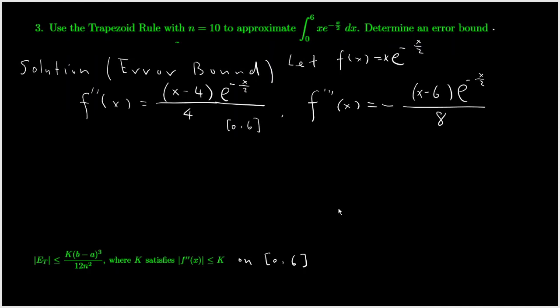For the second part of the question, we are going to estimate an error bound. We are going to use this formula to estimate the error. In this formula, we need a value of k. Now look at k. K can be taken as any upper bound of the absolute value of the double derivative of the function on the interval from 0 to 6.